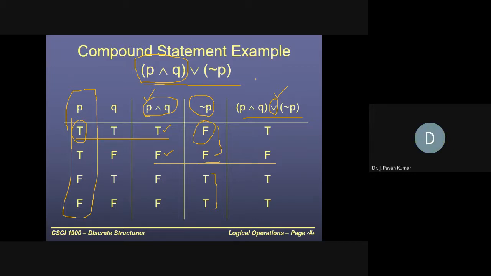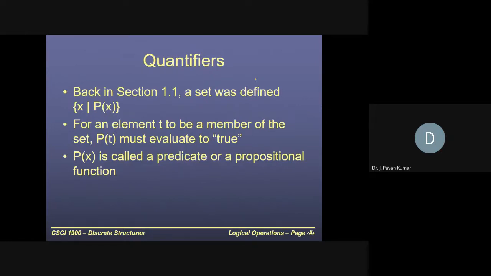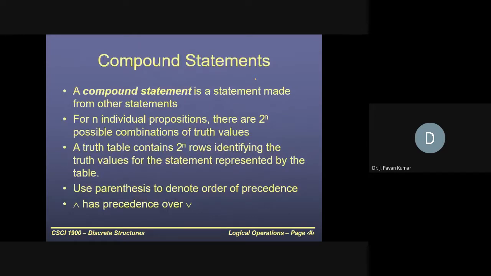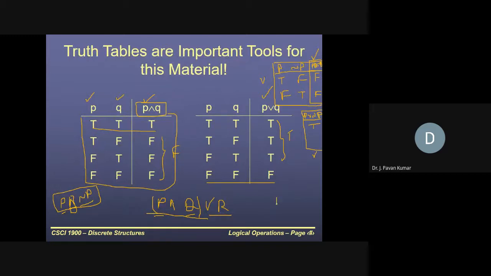Next, coming to the important notion called quantifiers. Earlier we considered a statement like P, and we say the statement has the truth value true. What does it mean? This statement is true for all the instances. For example, consider 'the sun rises in the east.' That has the truth value true, so it is always true.